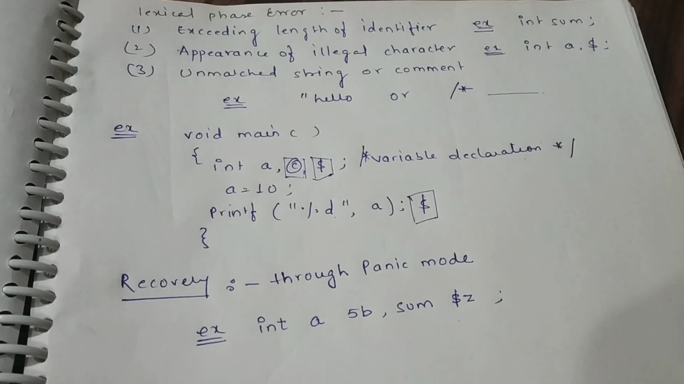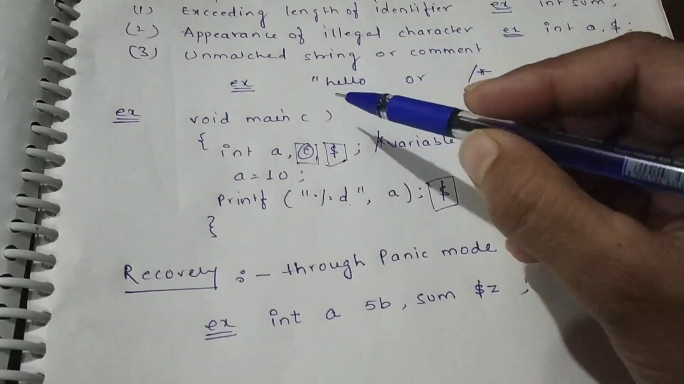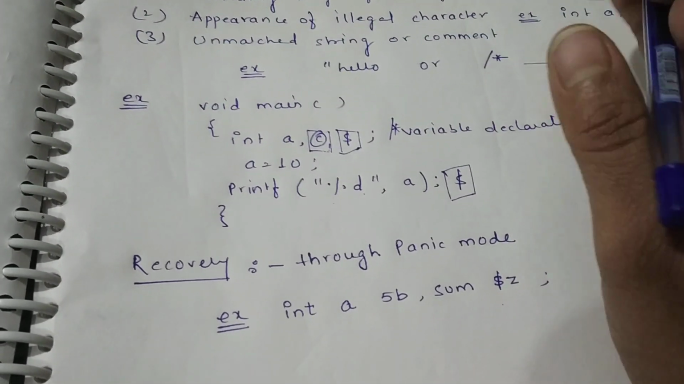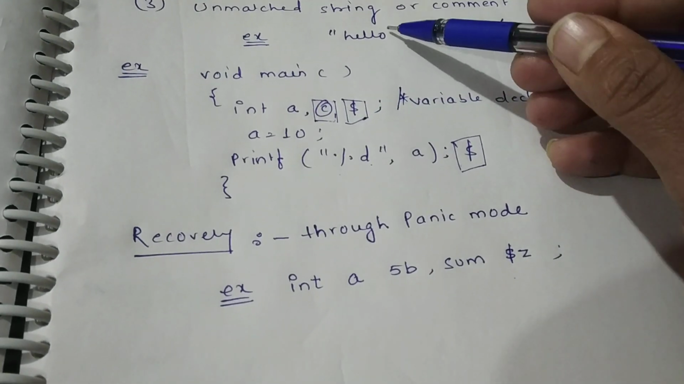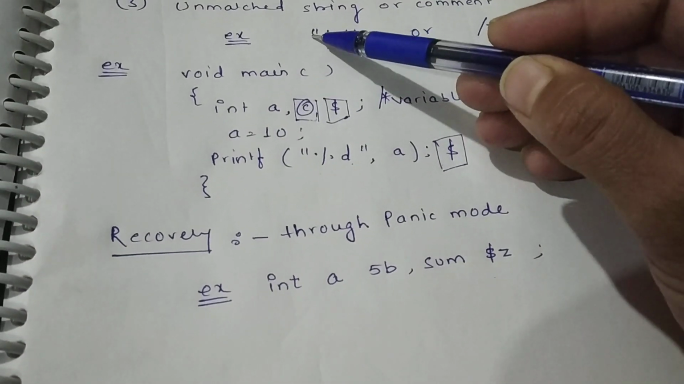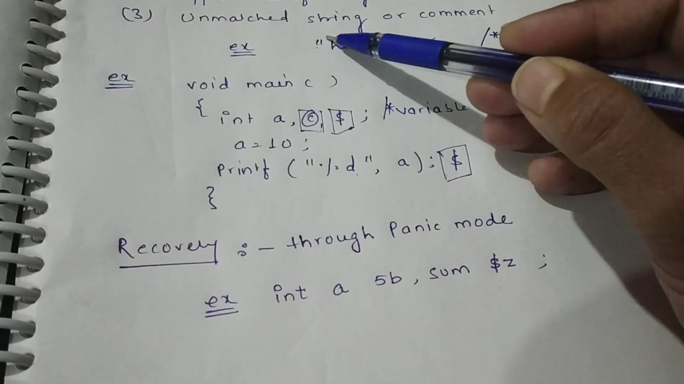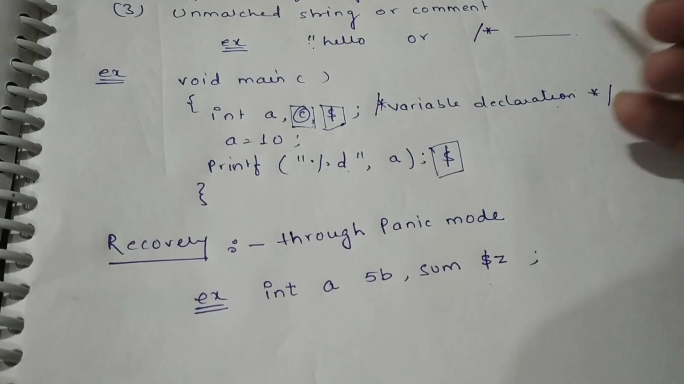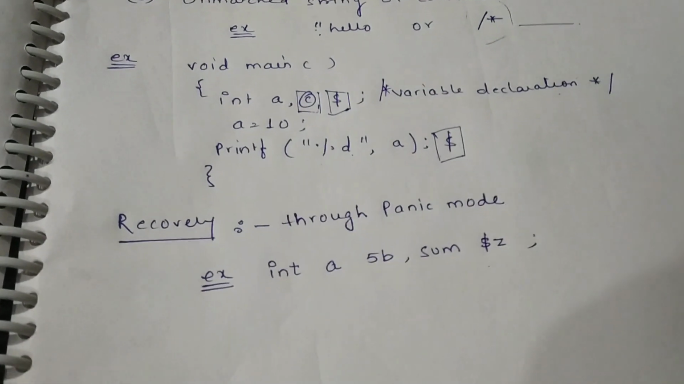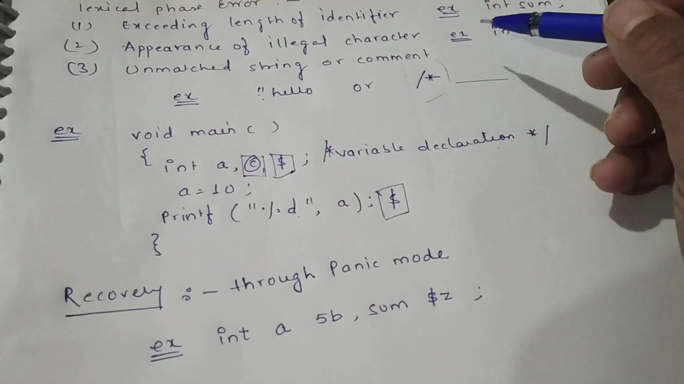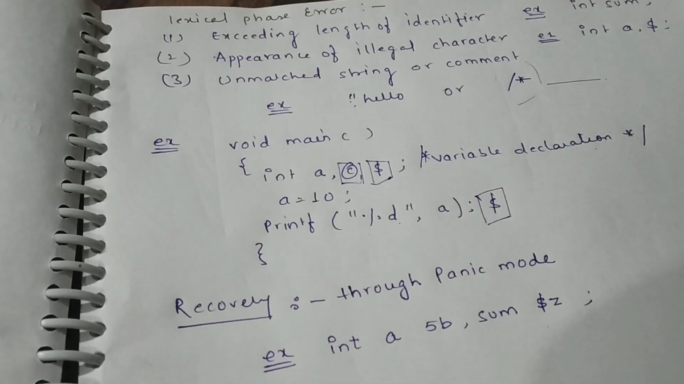Next comes the unmatched string or comment. Normally we know a string is accepted in double quotation or single quotation form. Suppose we write hello and we write here the single quotation symbol, or in the comment section we just write /*. Then this is an unmatched string or comment lexical phase error.